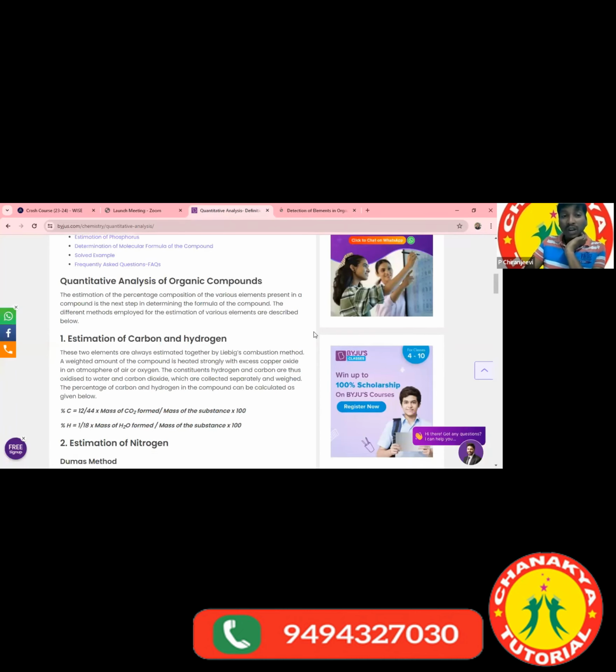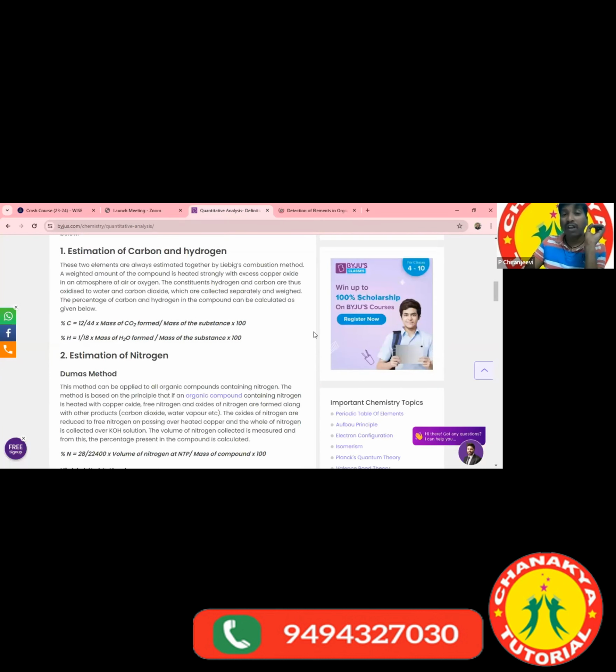Quantitative analysis is nothing but estimation of the element. That means how much percentage of the carbon, how much percentage of the hydrogen is there, that we are going to calculate. This is a very important concept in this chapter. If you go for the CET level or MHT-CET level, they're asking one question, guaranteed. NEET level also they're asking one question, guaranteed.